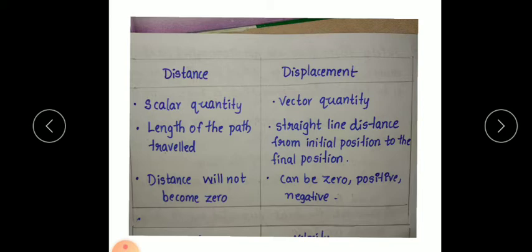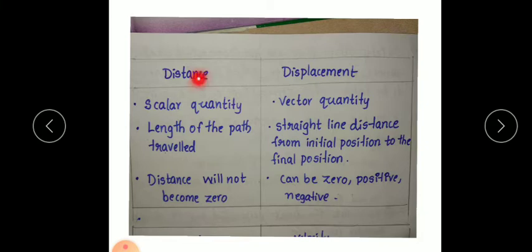Quantities having only magnitude are known as scalar quantities, and quantities having both magnitude and direction are known as vector quantities. And we saw some examples for these scalar quantities and vector quantities. Distance is a scalar quantity while displacement is a vector quantity. So we learned many things. Now let us see what are the differences between distance and displacement.